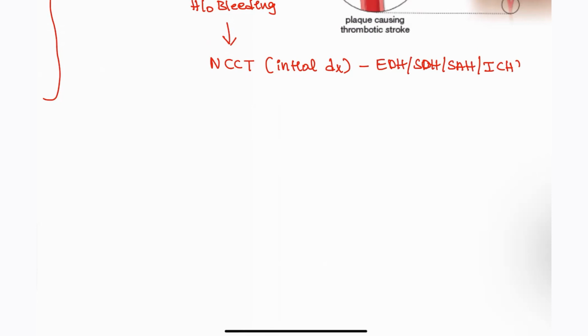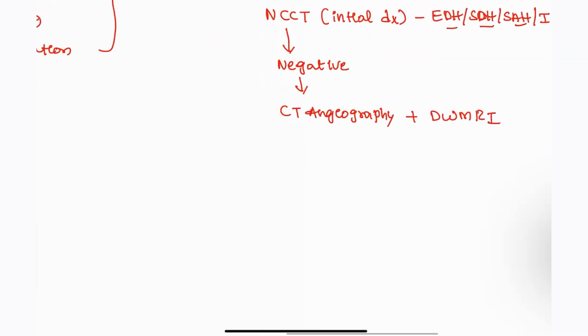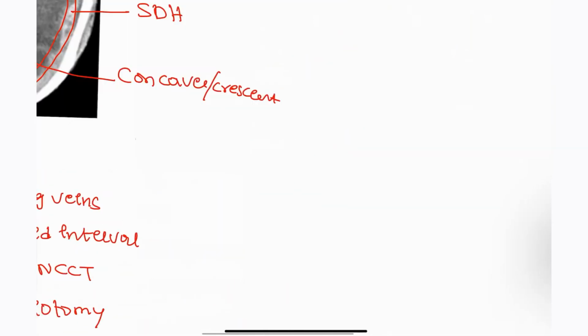So if this is negative, then you have to proceed for the CT angiography. If it is positive, you are going to differentiate between the EDH, SDH, and SAH. If it is negative, then you have to proceed for the CT angiography. Along with that, you can proceed with diffusion weighted MRI. Okay, next, another treatment protocol that we have to follow for this patient.